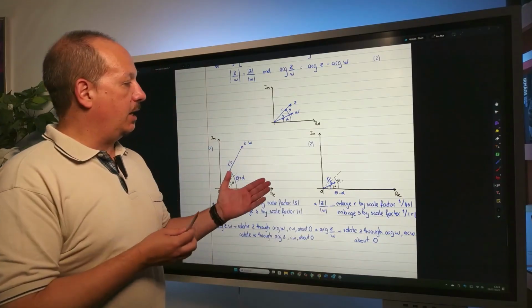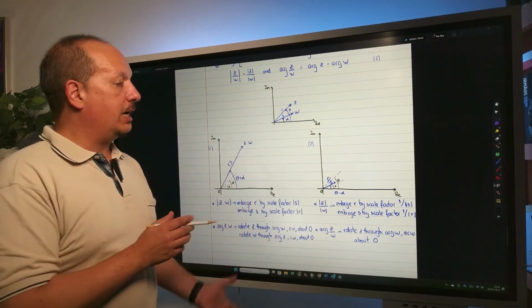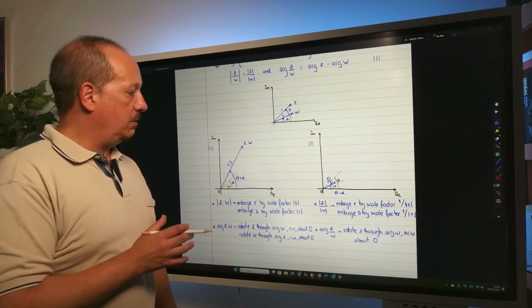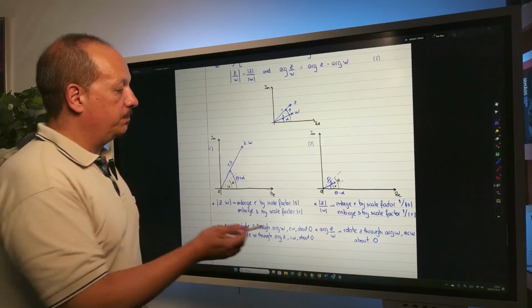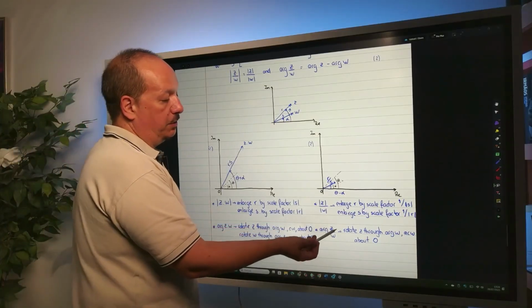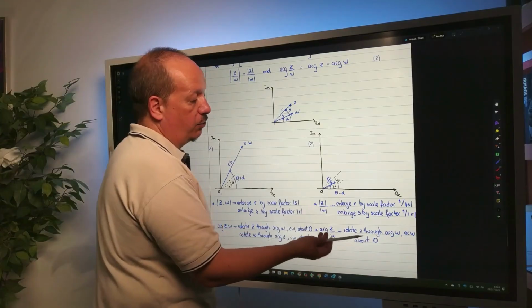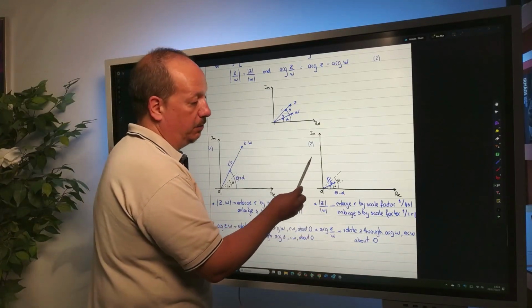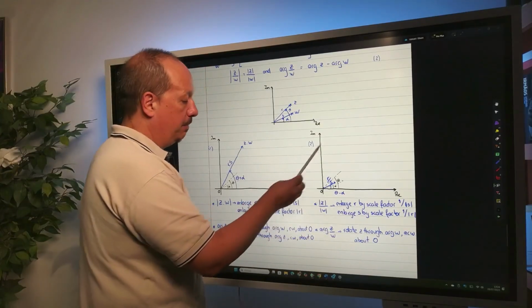What about the argument? Now you just subtract the arguments of them both. Okay, so the argument of z over w is a rotation of z through the argument of w anticlockwise about 0.